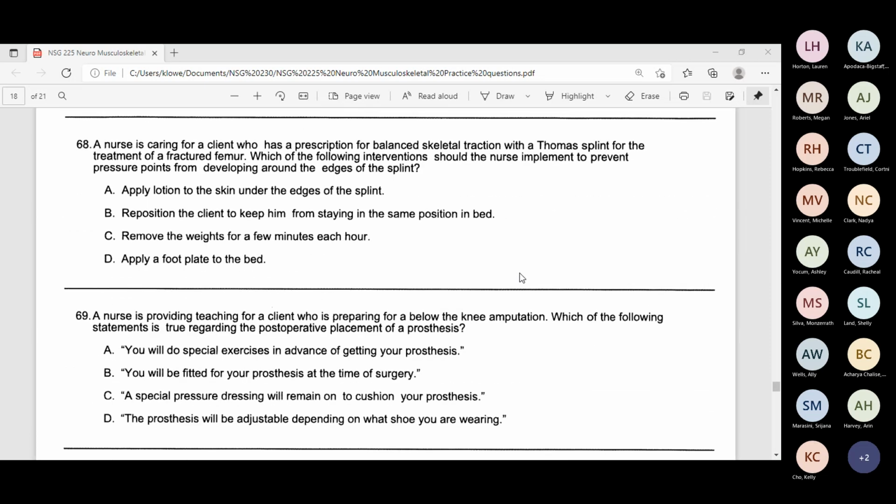Nurse is caring for a client who has a prescription for balanced skeletal traction with a Thomas splint for the treatment of a fractured femur. Which of the following interventions should the nurse implement to prevent pressure points from developing around the edge of the splint?